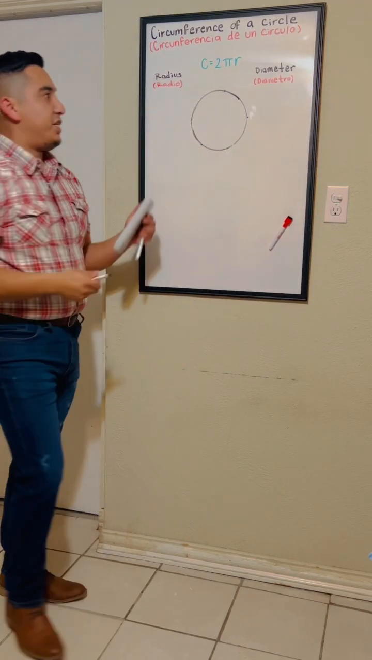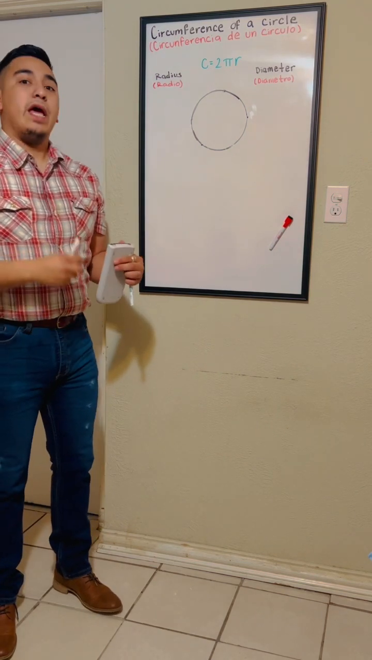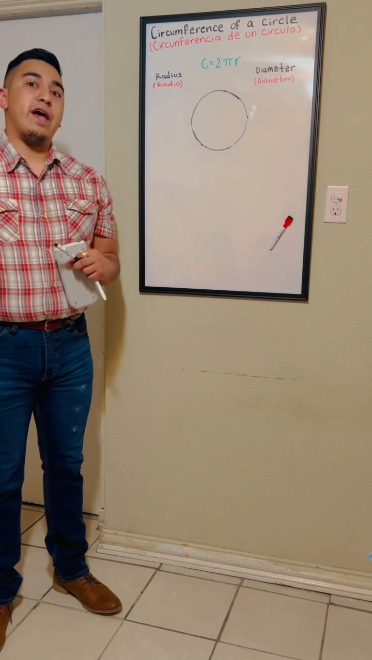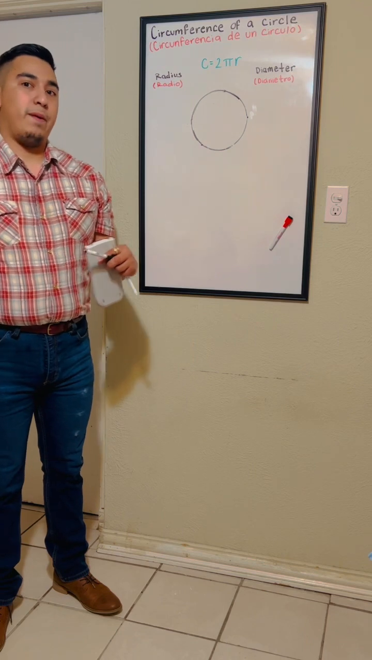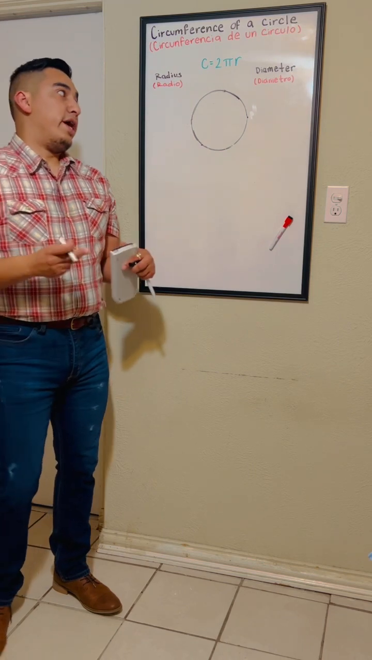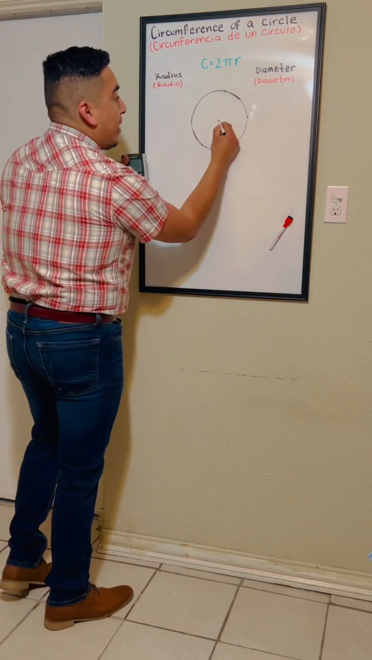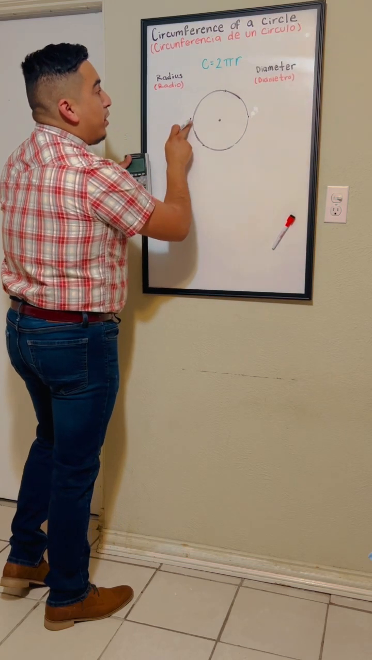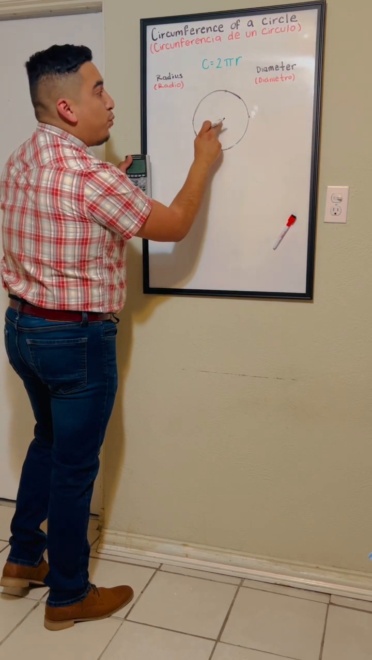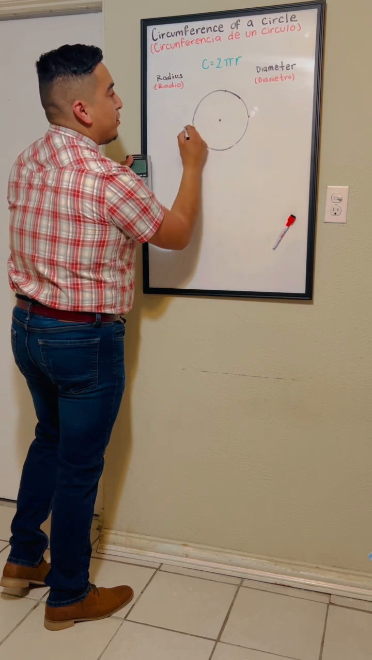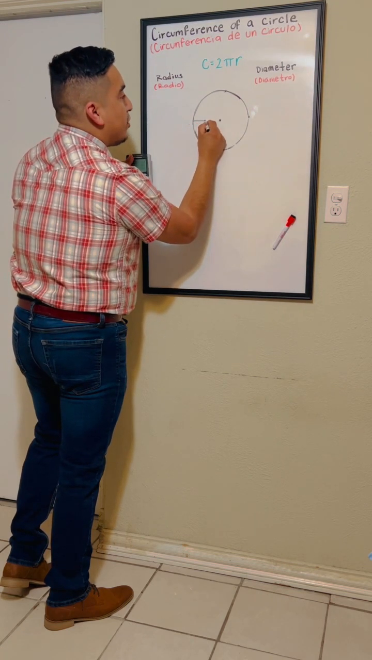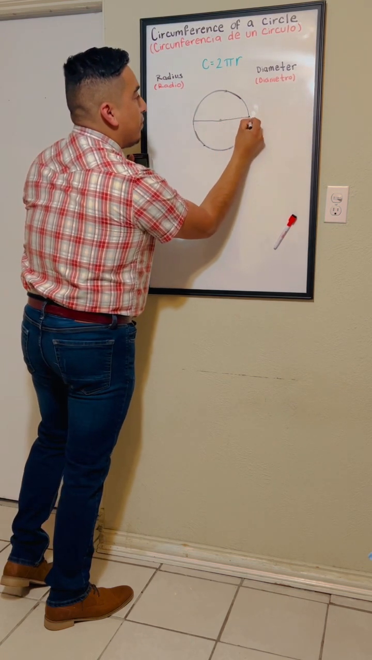So let's just say they just give you a circle just like this. And now they give you the diameter, which once again, what is diameter? Yes, diameter is a straight line that passes from one point of the circumference through the center and to the other side. So it's going to be a straight line passing through the center of the circle.